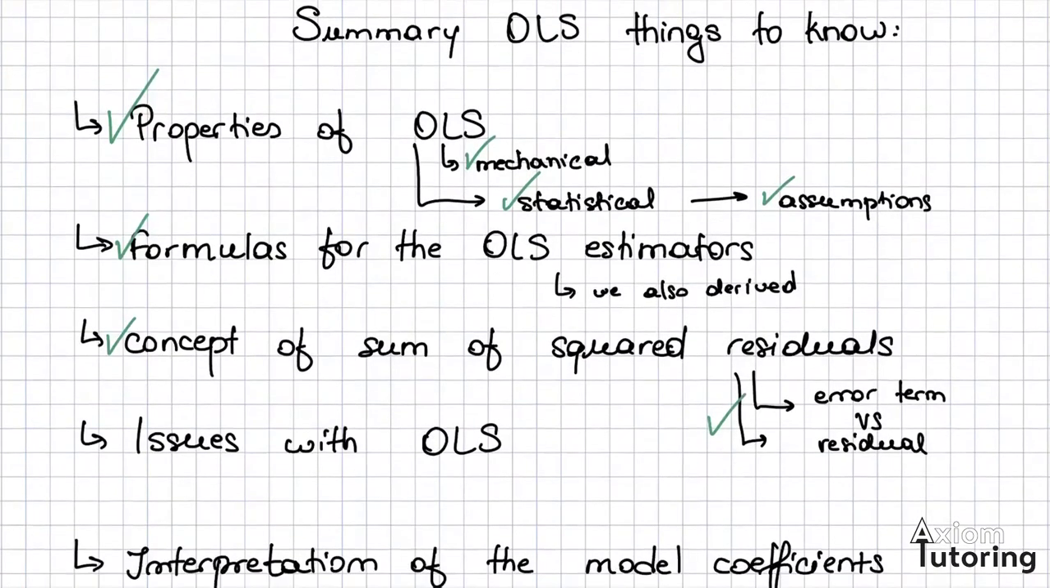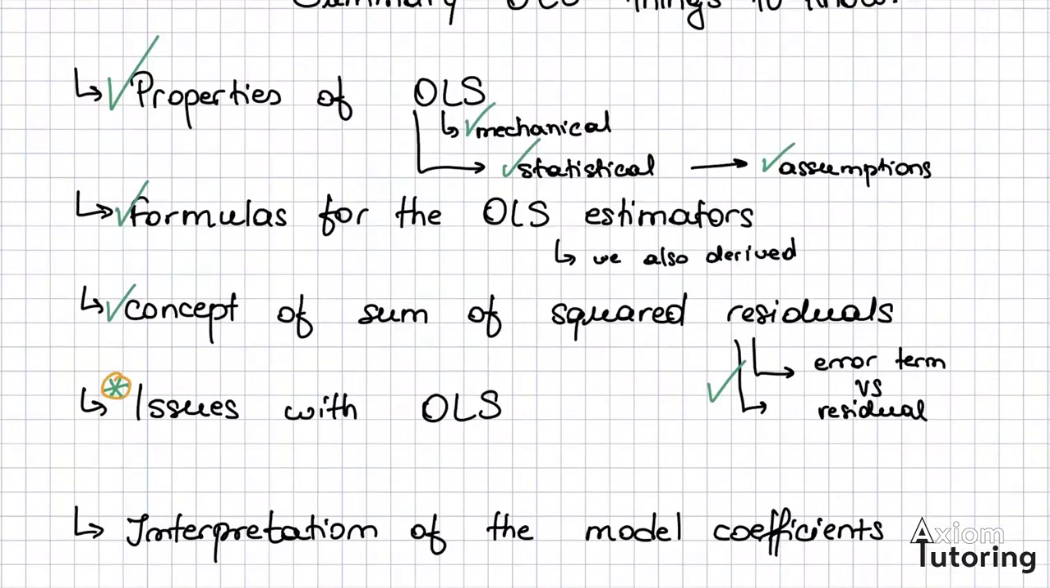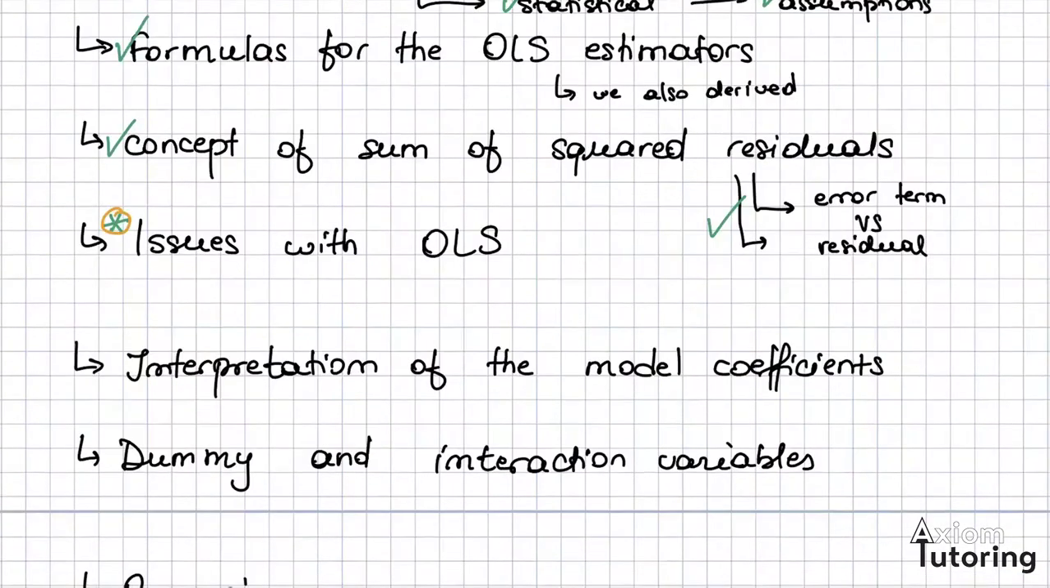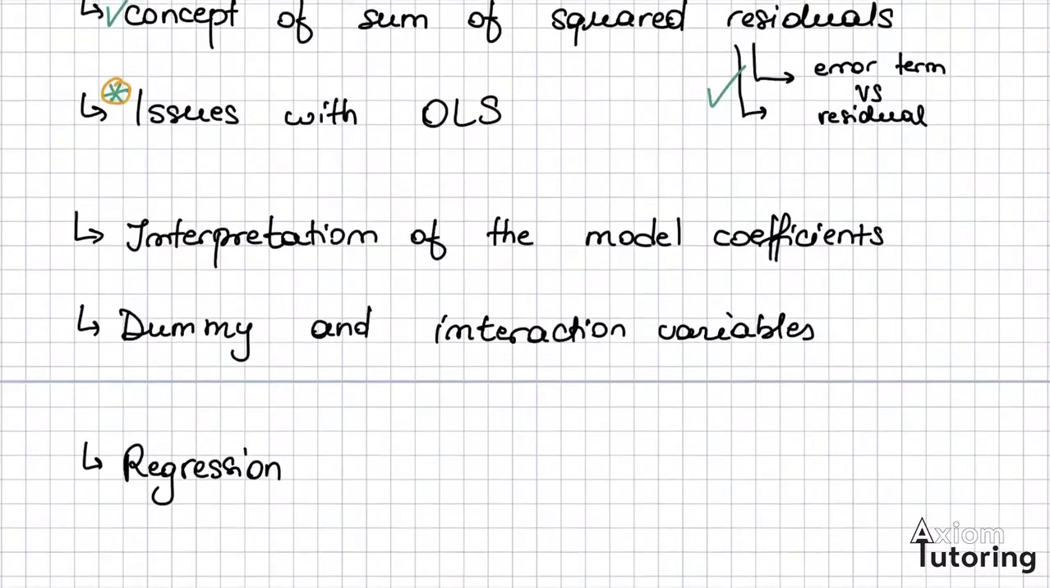We just saw issues with OLS, though I'm going to put a star on it because we're going to go more in depth for each and every one of the issues that we saw. So let's say this is our work in progress for now. We're going to see interpretation of the model coefficients. We're going to learn about dummy and interaction variables, and then regression. In the regression bit, we're going to go through quite a big list of things that we need to know.